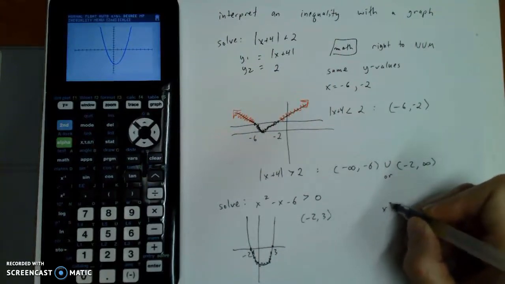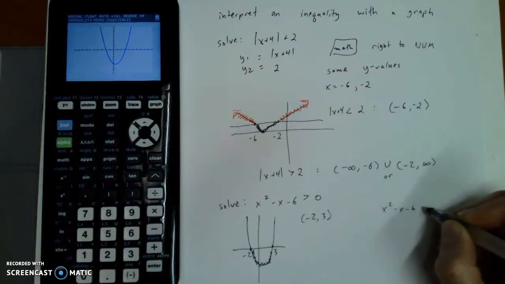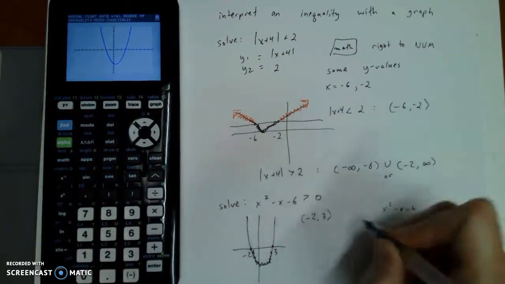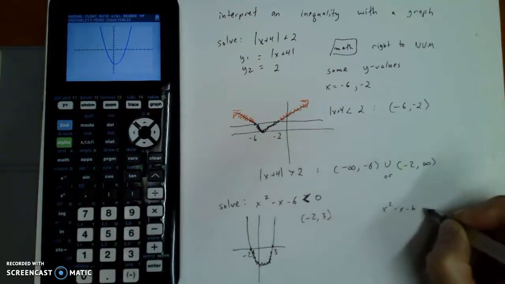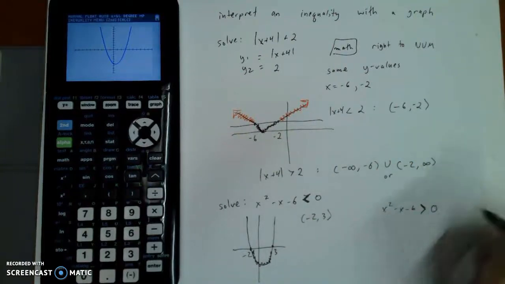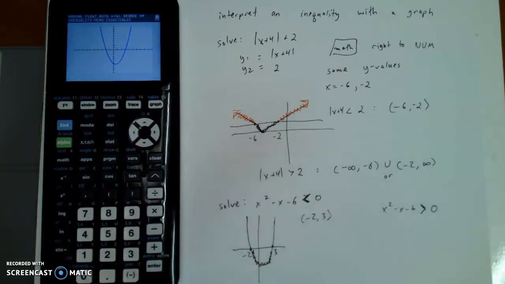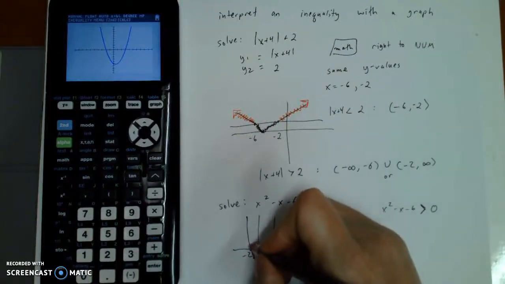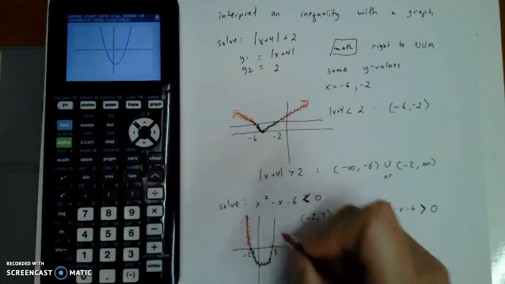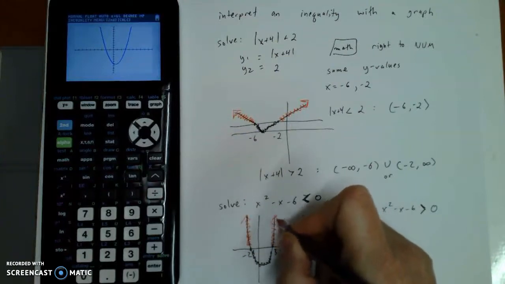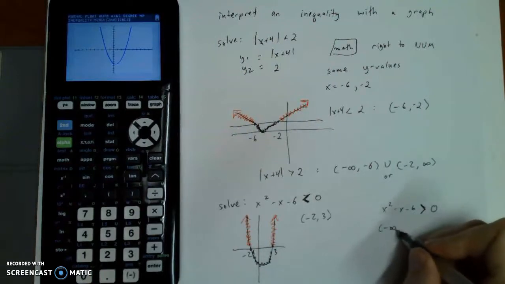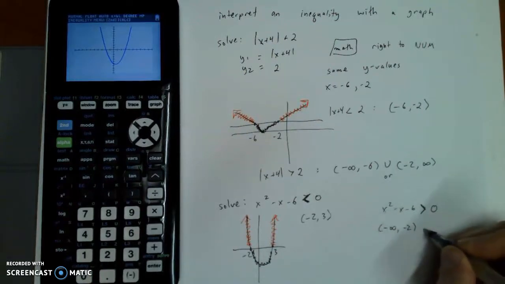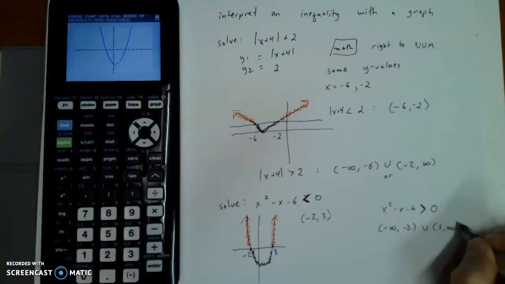If instead I want x squared minus x minus 6 to be, well, I'm sorry, I did do the less than one there. Let me change that. Let's go ahead then and do greater than over here. So greater than, let me do this in green or in red. That's going to be this left-hand side and then this right-hand side. And so that's going to be -infinity to -2, and then +3 to +infinity.